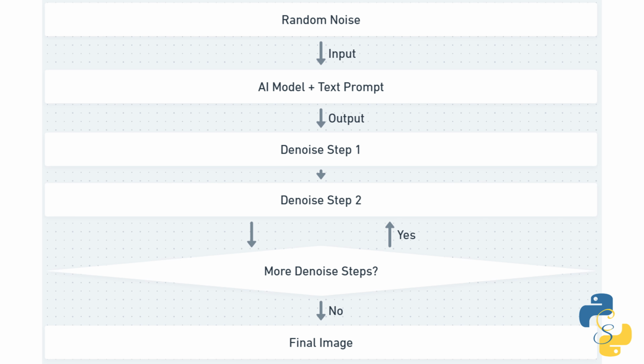So let's put it all together. It starts with a canvas of random noise. That noise and your text prompt are fed into the AI model. The model's only job is to perform one single denoising step. The output is a slightly less noisy image. The flowchart then asks, are we done? If the answer is no, it loops. It takes that new, slightly cleaner image and feeds it right back into the model for another round of denoising. This loop can run 50, 100, or even more times. And only when the loop is finished do you get your final image.